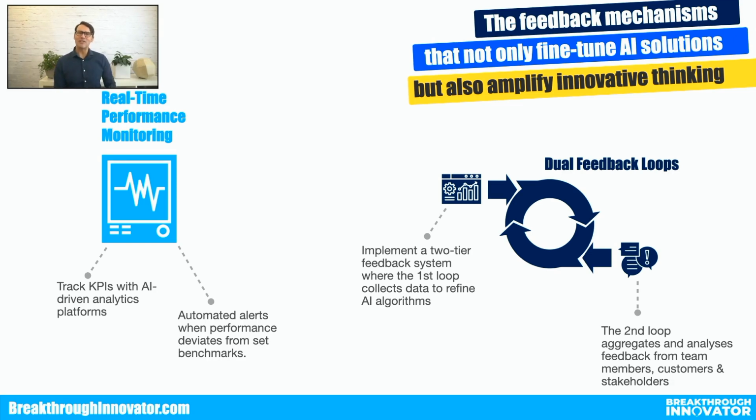The next thing that we can do is get clear about dual feedback loops. This is when we look at implementing two types of systems. One where we've got a loop that's collecting all of the data and refining things such as AI algorithms, so very much AI based. But the second loop then is actually using AI to gather together and analyze all of the feedback from whether it's from team members, customers, or even stakeholders.